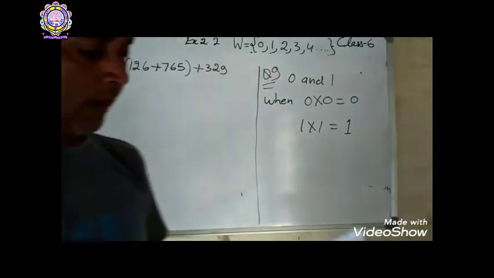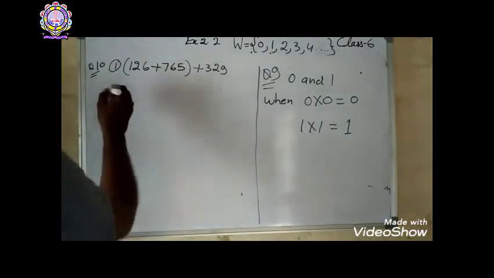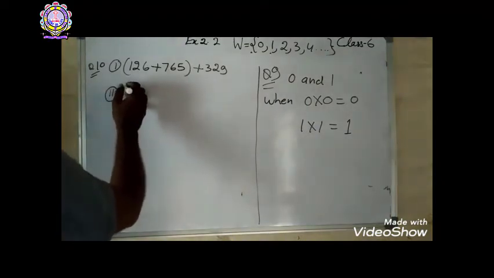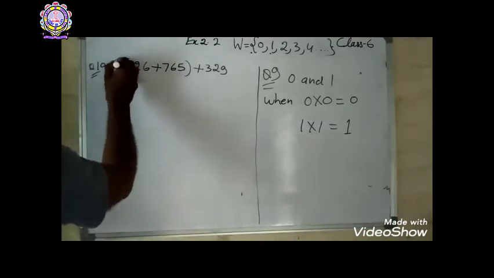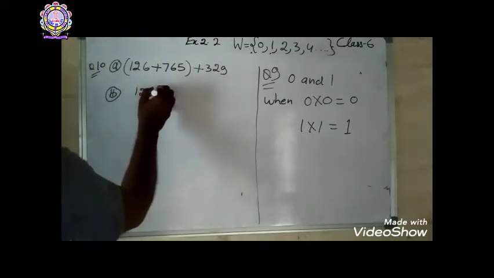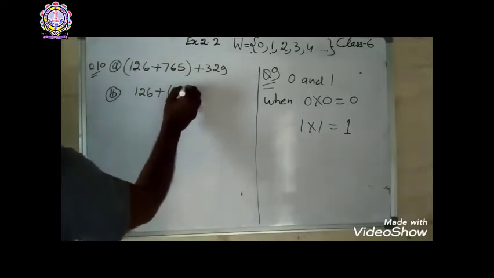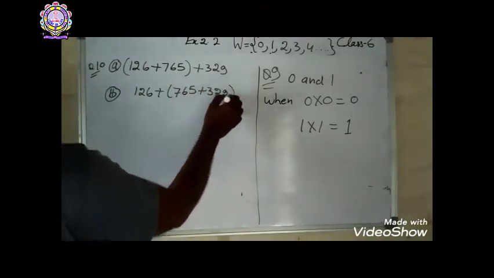So the question says find the sum. Are the two sums equal? If yes, state the property involved. So you check the numbers. This is the first number and the second is the B part. That is the A part and that is the B part. 126 plus 765 plus 329.